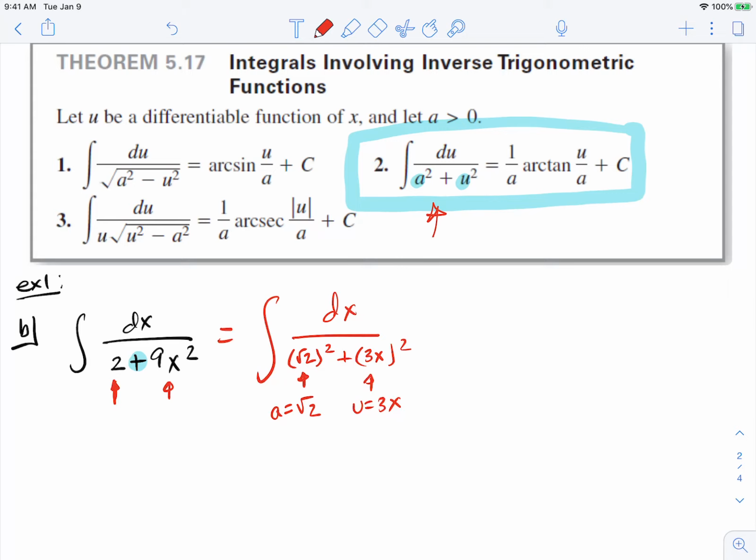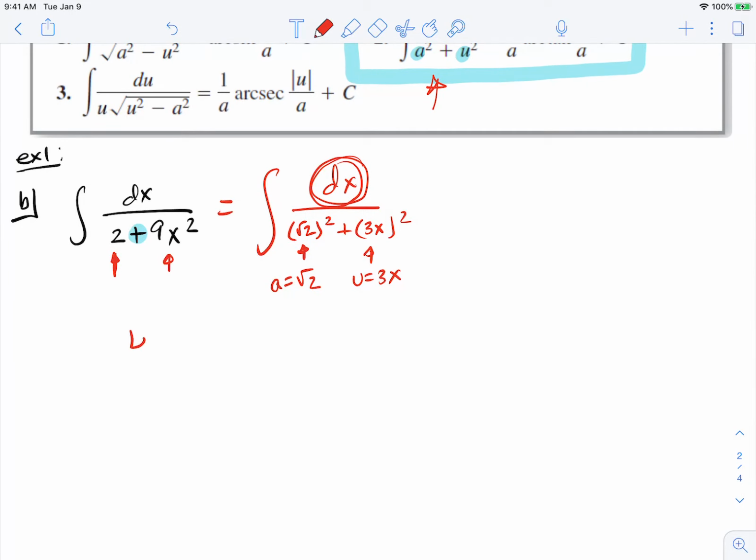Now remember, this problem is given in terms of x's. There's a dx right here. We are trying to change it into a problem that's in terms of u. So don't forget that you have to use u substitution. So when I do that, I'm going to let u equal 3x. I'm going to take the derivative, du dx. That's going to be 3. And as you know, du is equal to 3 times dx.